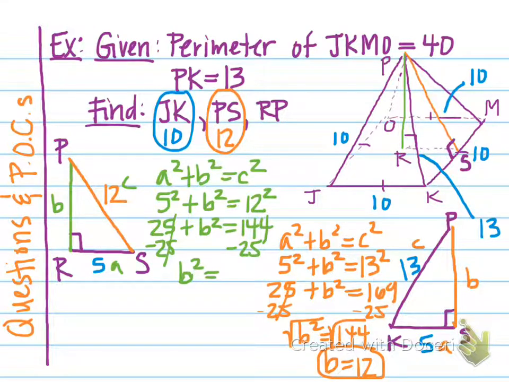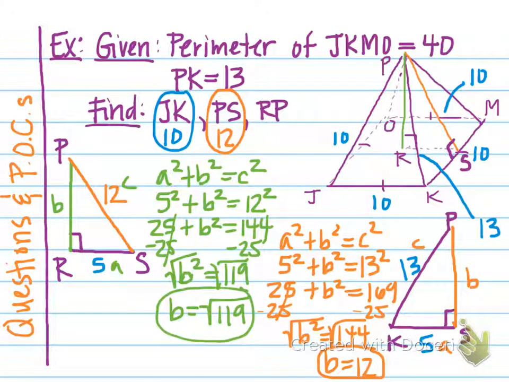we get that B squared equals 119. And then we have to take the square root of both sides. And I'm just going to tell you, just in the interest of time, that 119 is actually a prime number, so you can try to simplify that, but it won't simplify. So B has a length of the square root of 119 units, and B represents PR, or RP, however you want to call it. So it has a length of square root of 119.